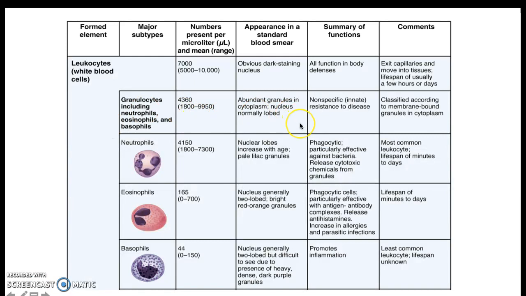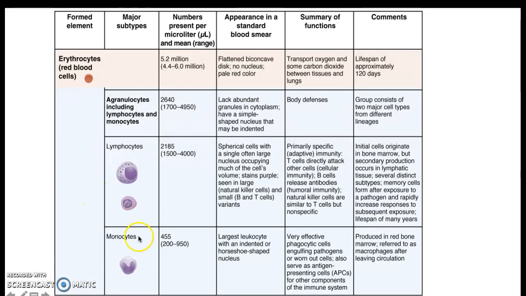Starting with our granulocytes here, you can see we have neutrophils, eosinophils, and basophils, and the relative prevalence, a description of the appearance, and a summary of their functions. We're going to be talking more about these in the next video, so stay tuned for a second video. And then here we've got the agranulocytes, your lymphocytes and your monocytes. And again, this is so handy because you can see the relative prevalence as well.